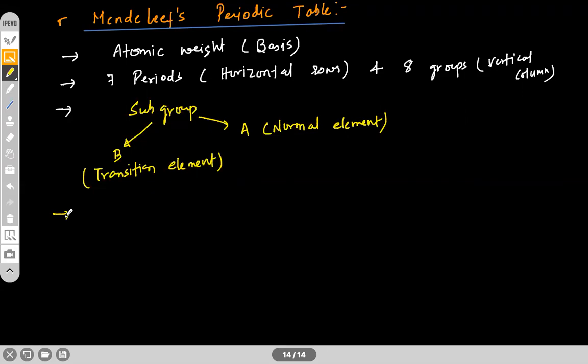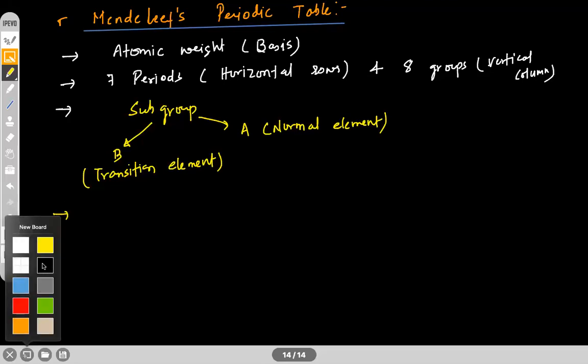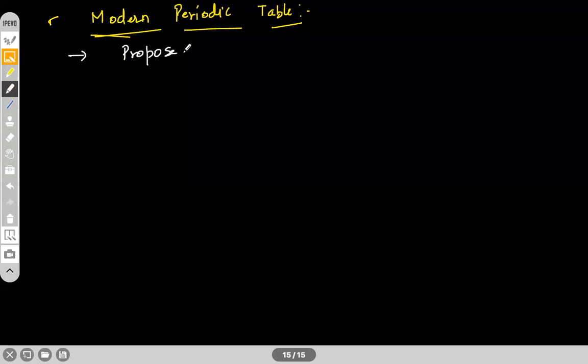So write down the heading, the last one in this: modern periodic table, which is nothing but the modified Mendeleev periodic table. Right? Proposed by Moseley, based on atomic number. So this is the biggest difference in the two. The previous one was based on atomic mass, and this one is based upon atomic number.